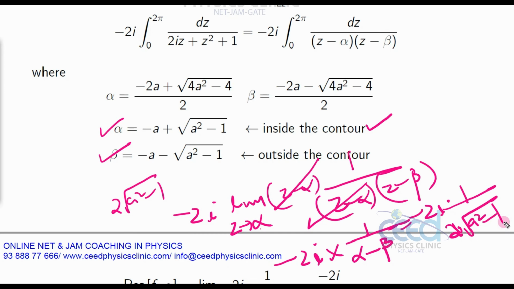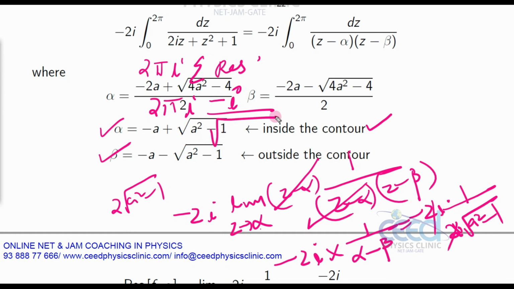Once I get the residue, what is the integral? The integral is 2 pi i into sigma residue. So what is residue? 2 pi i into, that we have already calculated, the 2 cancels, minus i divided by root a square minus 1, right? So this i and i square minus 1. So 2 pi by root a square minus 1 is the final result.